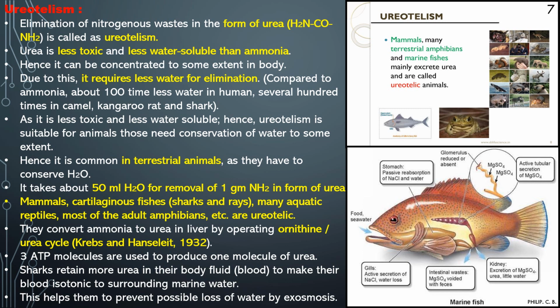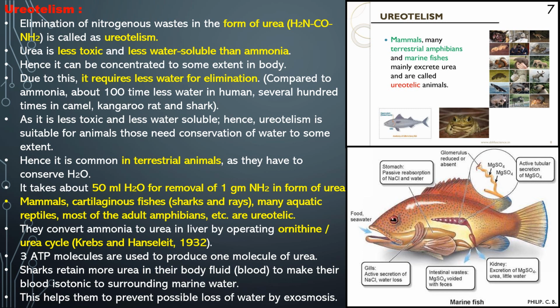Now coming to the second type, it is ureotelism. First point, similar to ammonotelism: elimination of nitrogenous waste in the form of urea is called ureotelism. Urea is less toxic and less water soluble than ammonia, so we can have a difference here. Hence it can be concentrated to some extent in the body, meaning it can be stored for a certain period of time.